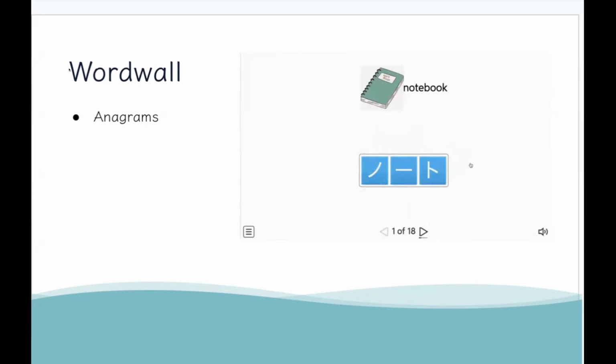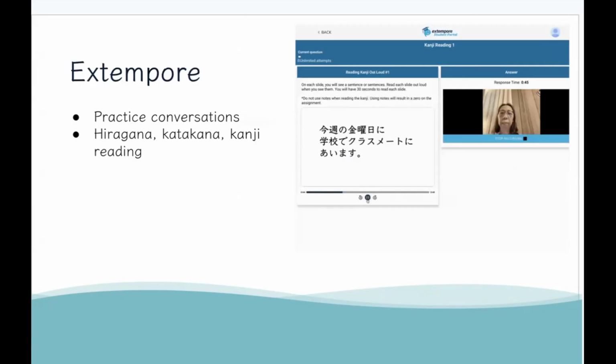And also for kanji, I know I'm jumping around, I like to use Extempore to have students not only practice conversation, but read within a certain amount of time. So you have 30 seconds to read this sentence, and in the beginning, I allow them to re-record and have a little extra time at the end. But as the students get used to using Extempore, it will be shorter and it'll be one chance, and it'll lock. Then you need to go on to the next.